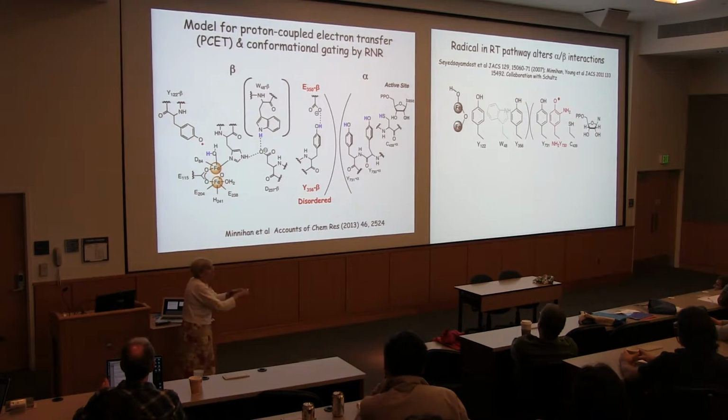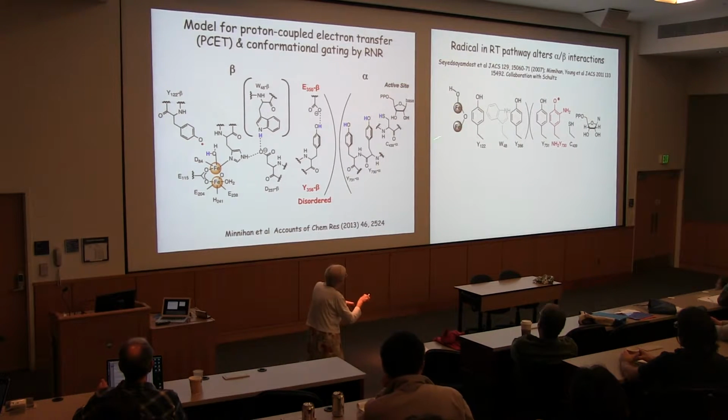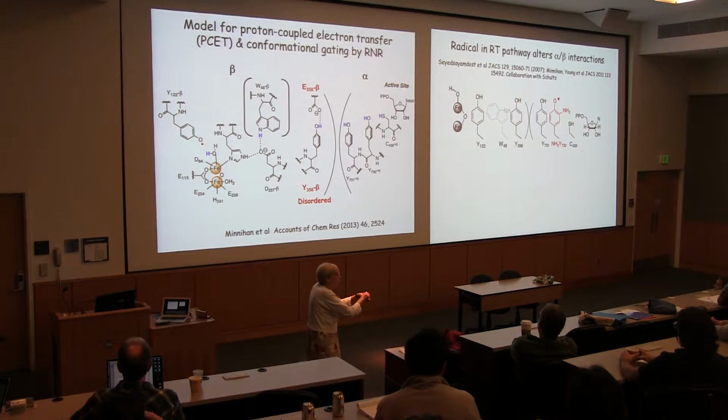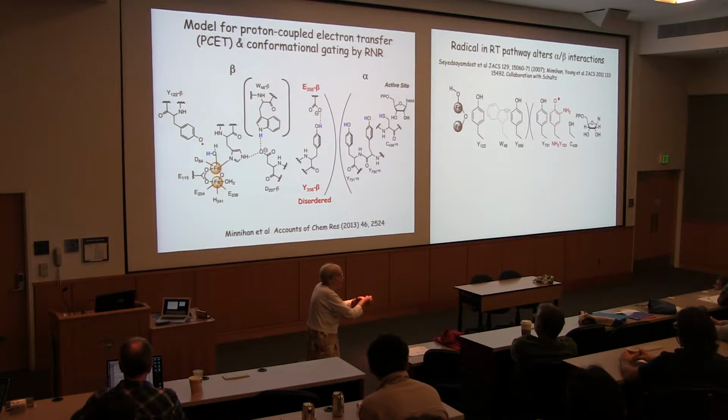And what I'm going to show you, I'm not going to show you all the details, but when you do that, something happens to the conformation of the protein, so that instead of having weak interactions, the interaction changes by a factor of 10 to the fourth. So something happens when you get into the radical transfer chain.